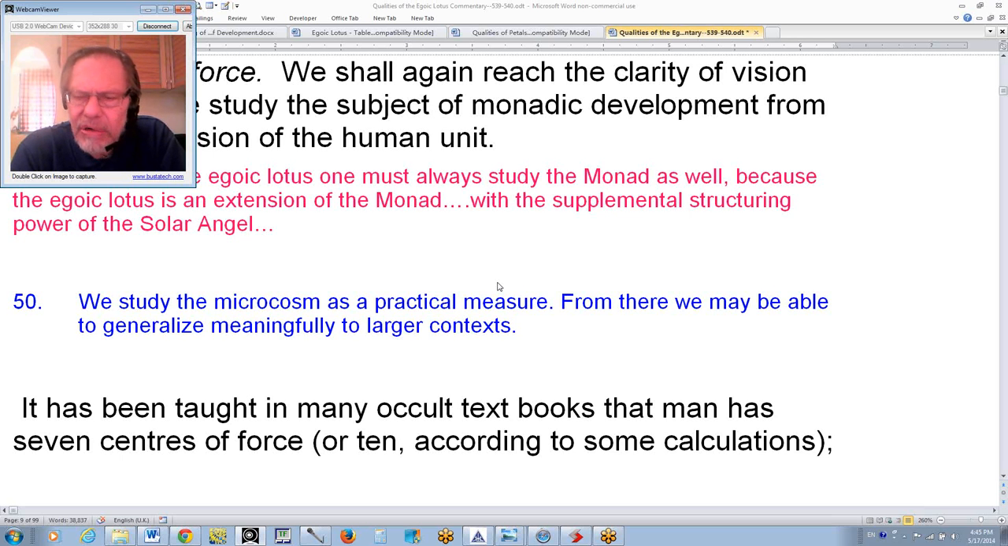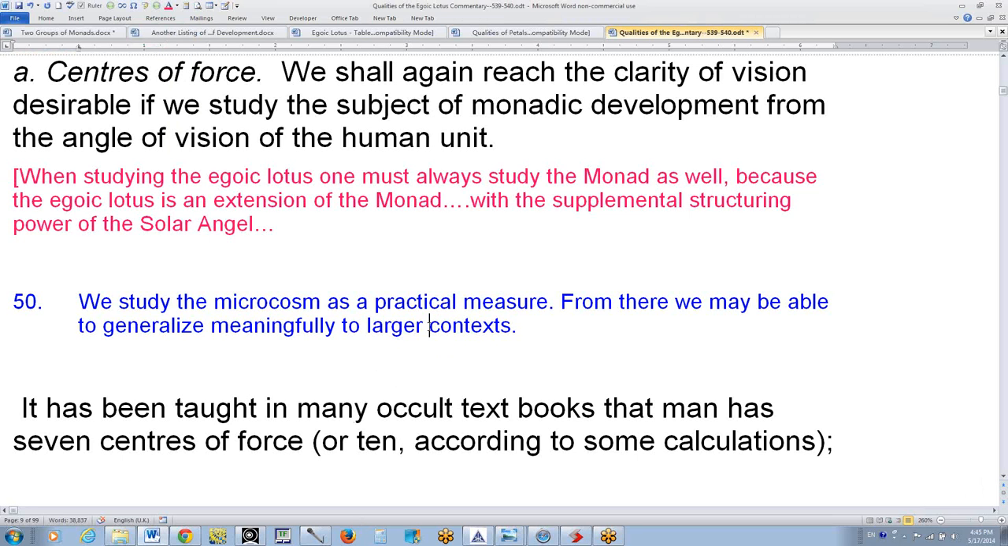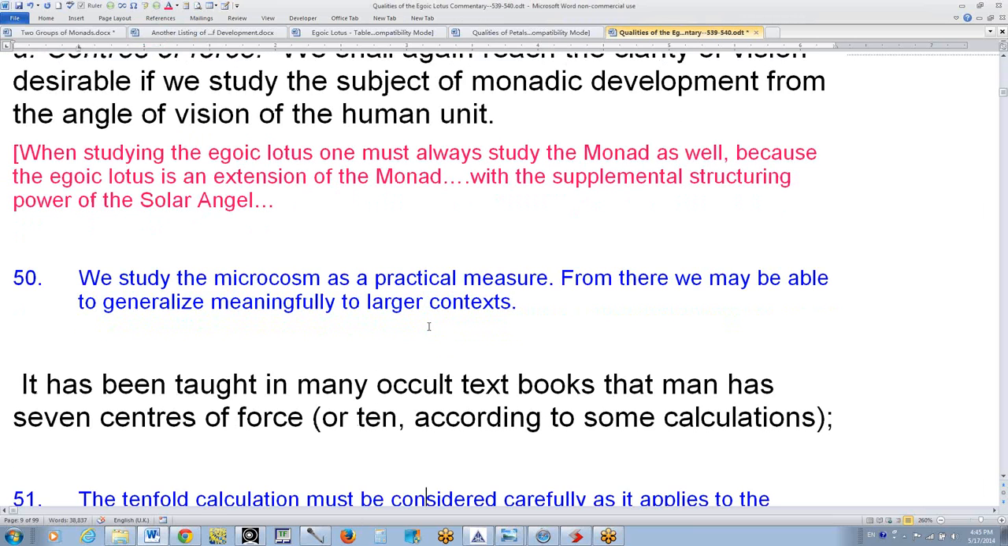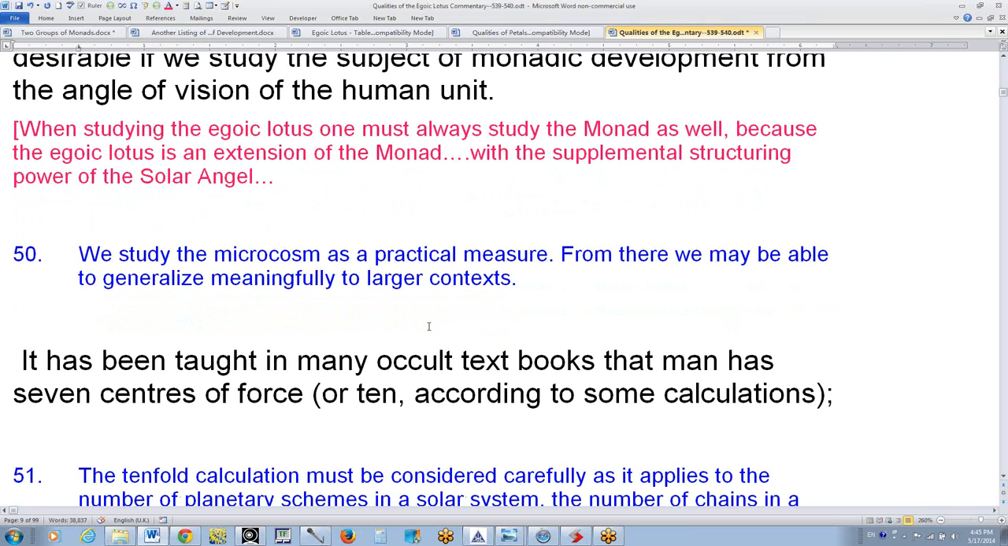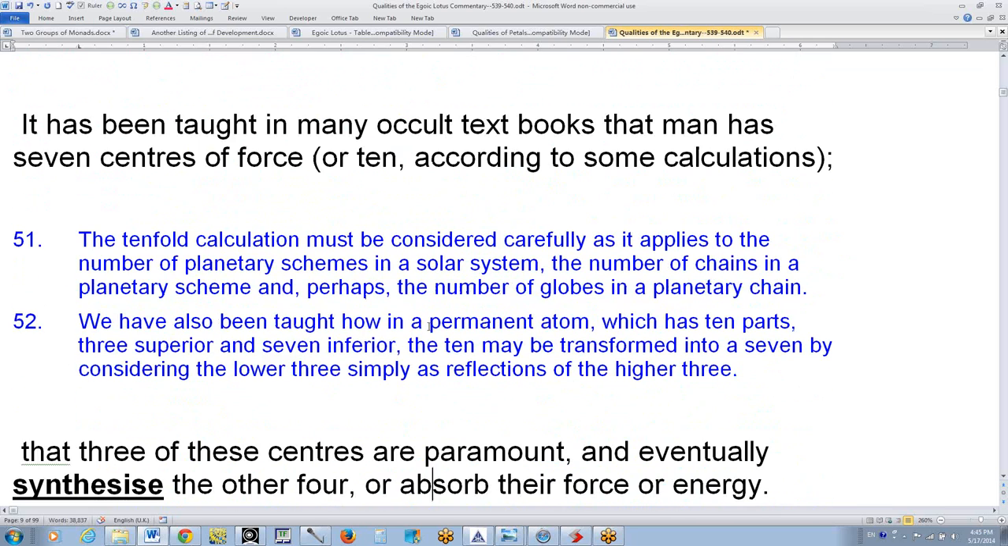of force, or 10 according to some calculations. Remember, always suspect the 10 when you see a 7, because there seem to be always 3 subjective factors in relation to any objective septenate. So the tenfold calculation must be considered carefully as it applies to the number of planetary schemes in a solar system, the number of chains in a planetary scheme, and perhaps even the number of globes in a planetary chain.